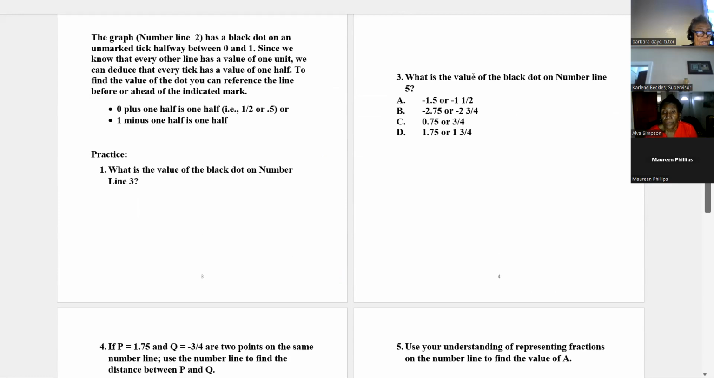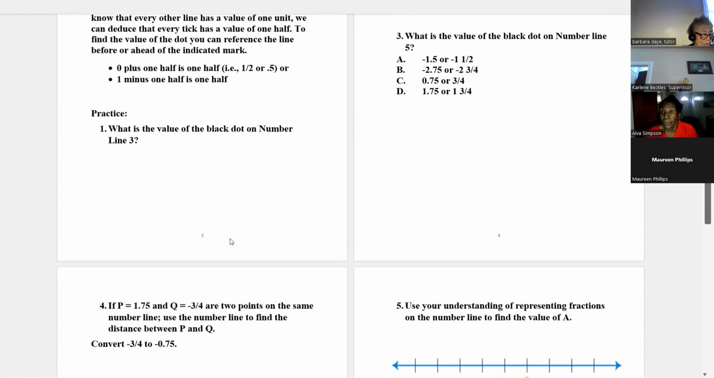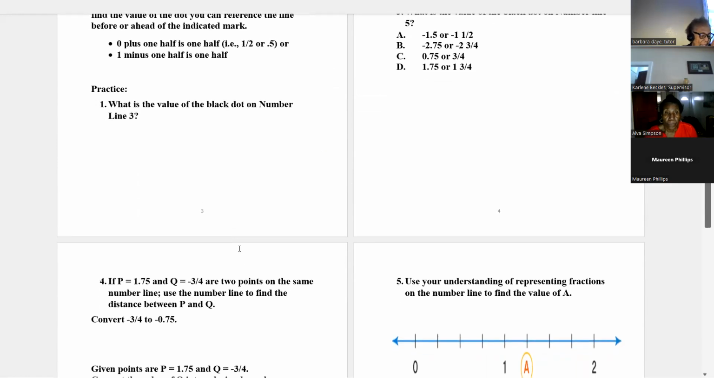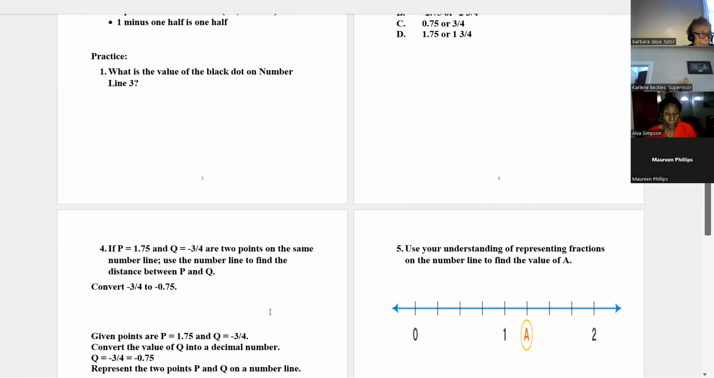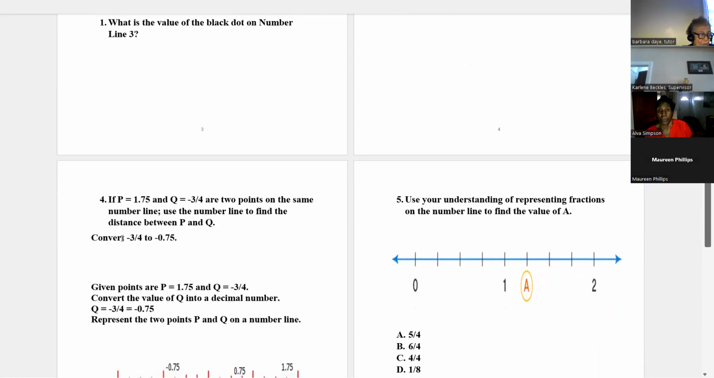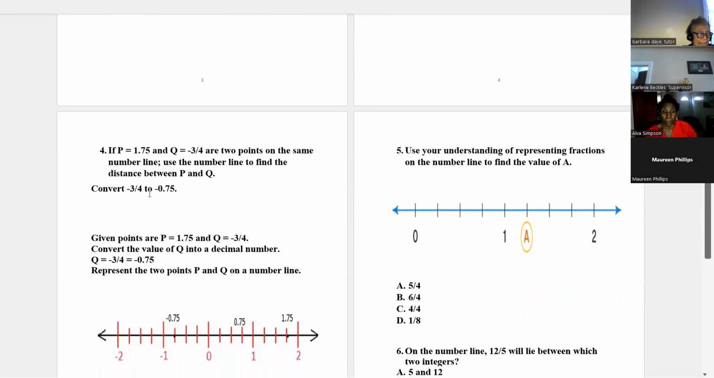Now, what is the value of the black dot? Well, no, that's not what I want. I want you to find the distance between two numbers. Number 4. If P is 1.75 and Q is -3/4, those are 2 points on the same number line. Let's find the distance between P and Q.